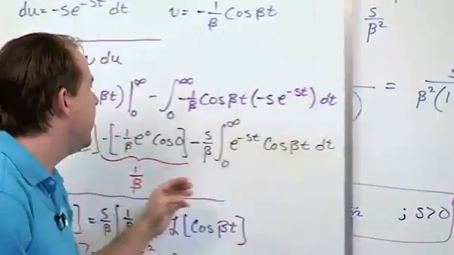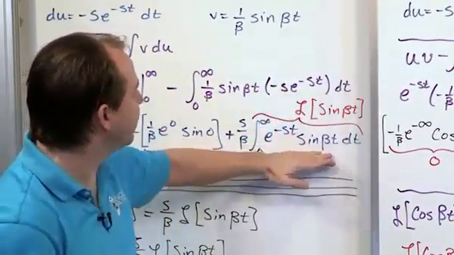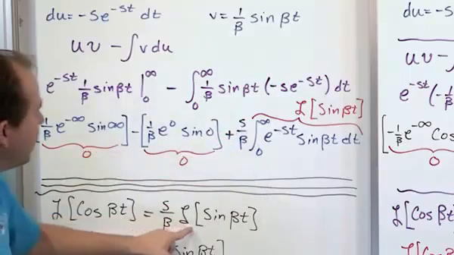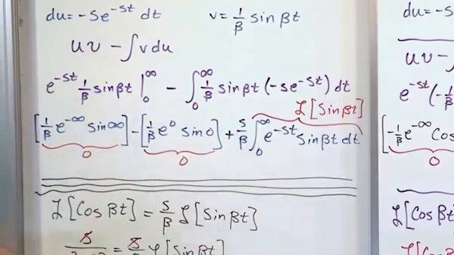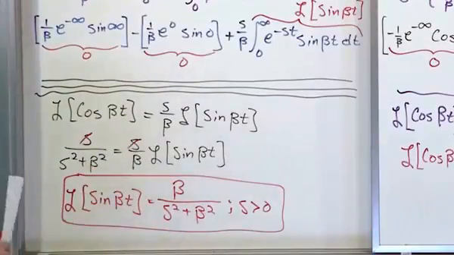And then we say, well, remember from before, when we got down to this part, this is the Laplace transform of the sine. So we summarize by saying the Laplace transform of cosine is s over b times the Laplace transform of sine. We plug in what we know for cosine, and then solve everything for the Laplace transform of sine.